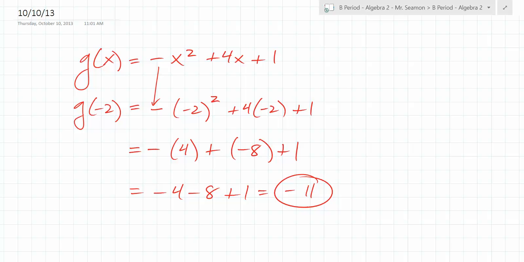You have to be very careful about the negative signs. The negative is not being squared. Essentially, wherever you see x, replace it with parentheses, the number you're plugging in. It is much more common for someone to make a mistake because they did not put in enough parentheses than if they put in too many. I very rarely see someone put in too many. Do I see people not put enough in all the time? Yeah.